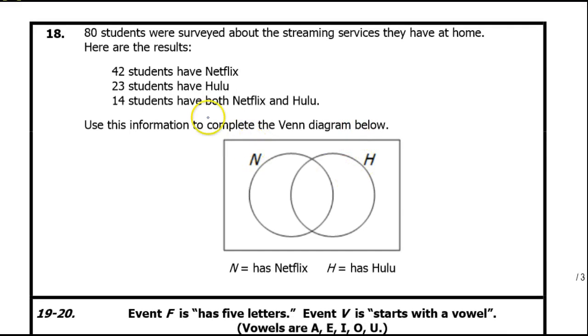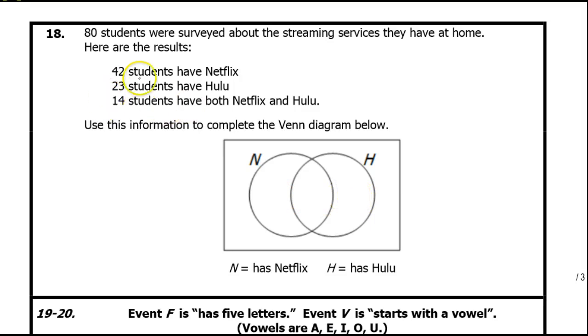Okay, new scenario. 80 students were surveyed about the streaming services they have at home. Here are the results. Netflix, Hulu, Netflix and Hulu. Let's complete the Venn diagram. The key to completing the Venn diagram is start with the middle section and then subtract for the outer sections.